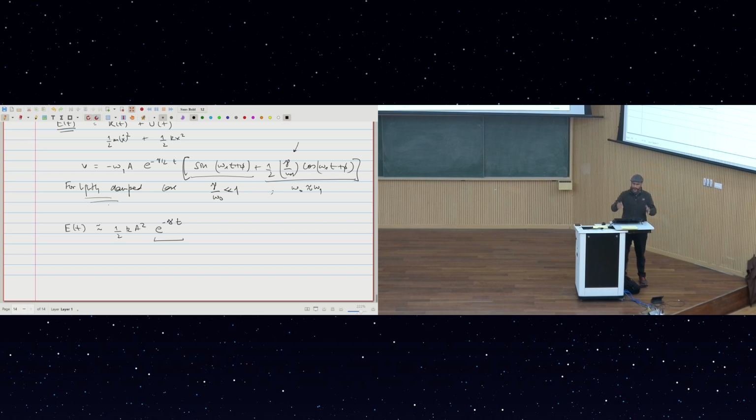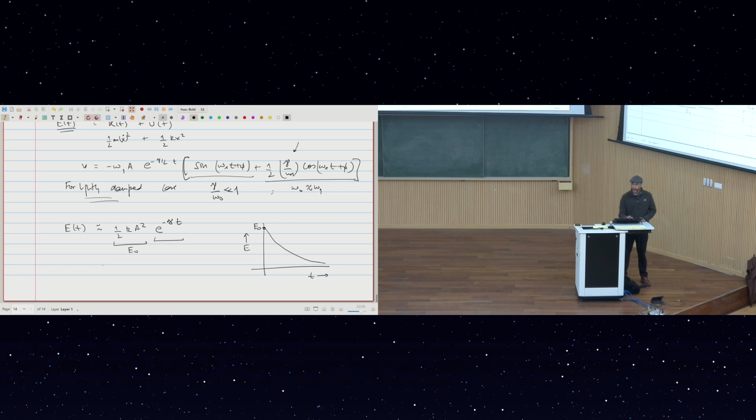So you start with some energy that was half Ka squared. So this is E naught, and the energy goes down with time. So if we plot this, it starts with E naught, then it decays asymptotically. Now we have seen this kind of behavior in capacitors and AC circuits.